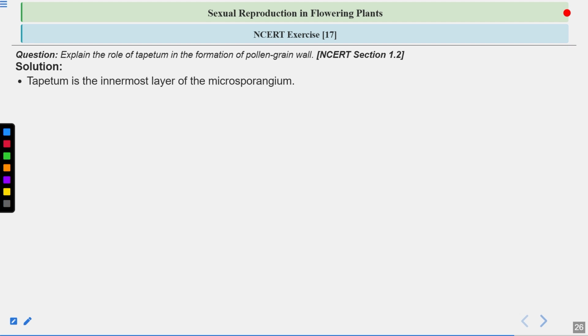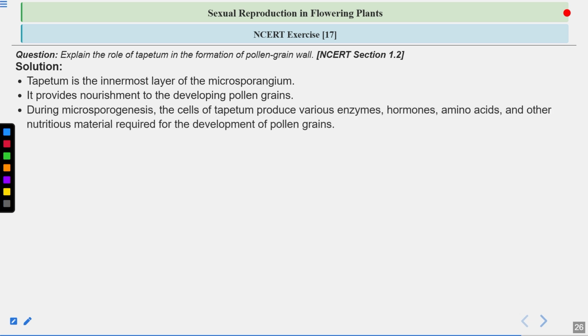Okay, coming to the question, tapetum is the innermost layer of the microsporangium. So imagine the microsporangium structure. The outer wall is epidermis, then the inner wall is endothecium, then there are several middle layers, and then the innermost layer is the tapetum, right? So it provides nourishment to the developing pollen grain. You all know that this tapetum is providing nourishment to the pollen grains.